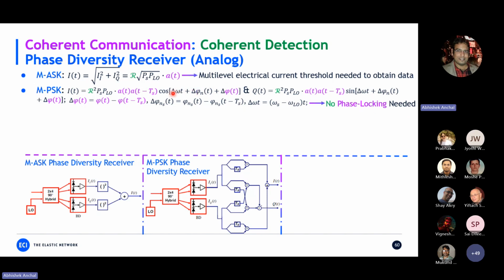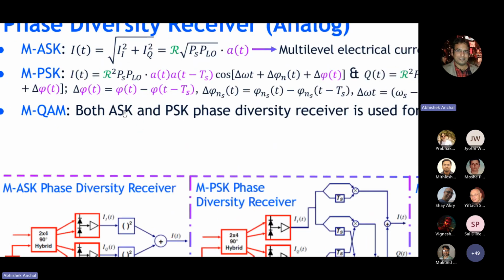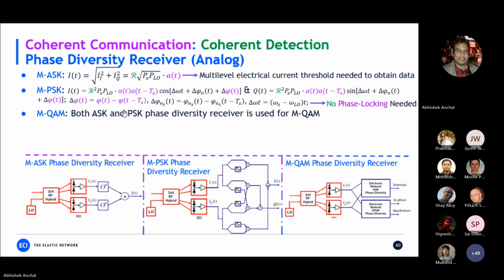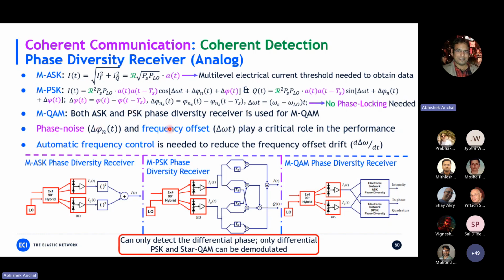But the other terms are present. So delta omega t, which is the kind of frequency offset term, is present, and also the phase noise is present, and still we need to cancel it. If we have both ASK and PSK for higher order forms, we can use both of them together in a way to recover intensity and phase information. And again, we need to.